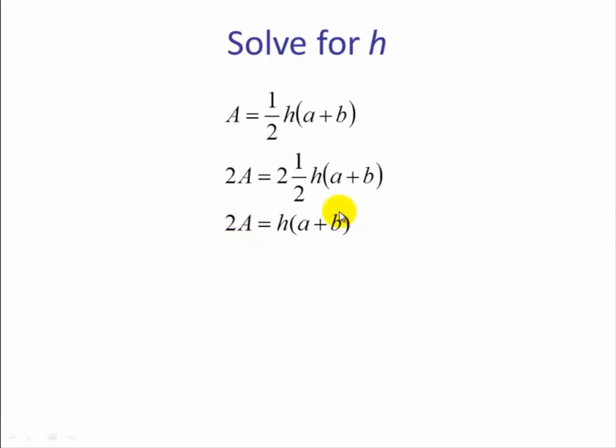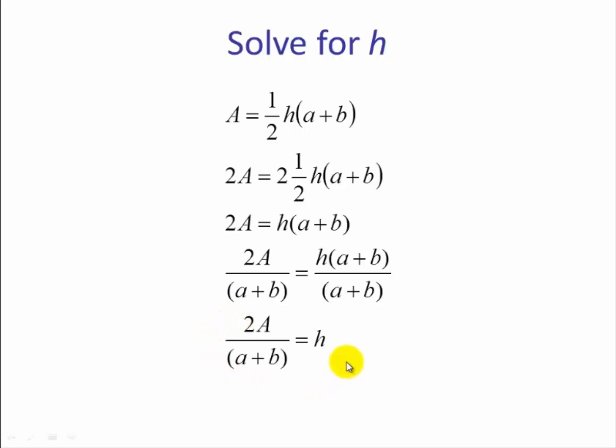Now to get h by itself, I need to get rid of the sum of a plus b. So since it's multiplying, I'm going to do the opposite and divide. So I divide both sides by the sum of a plus b. And here is our formula. This formula looks different than the original formula, but it's the same thing. The only difference is this is in terms of h, where the first one was in terms of capital A.